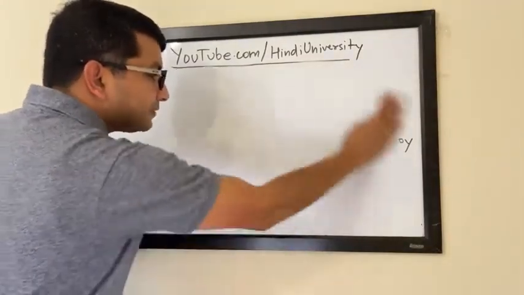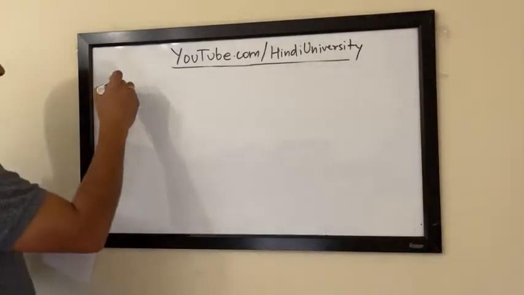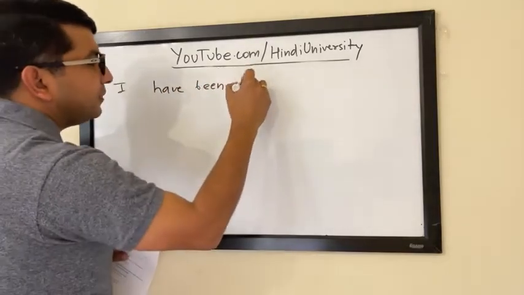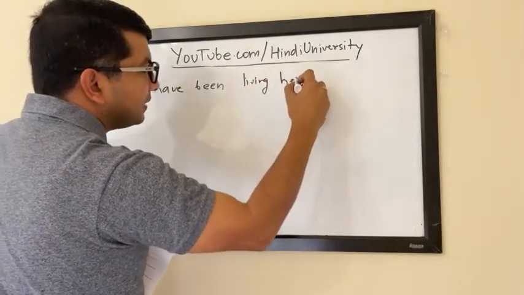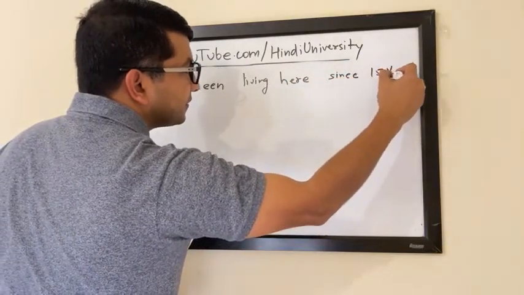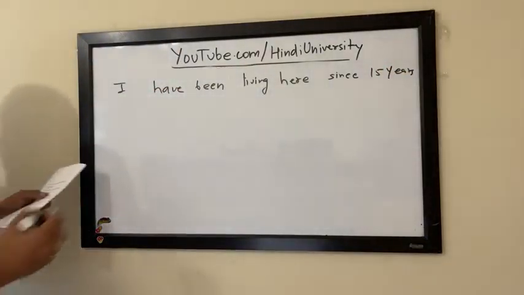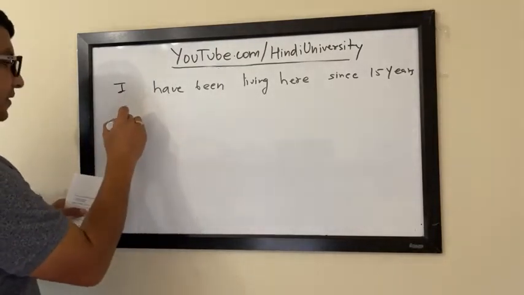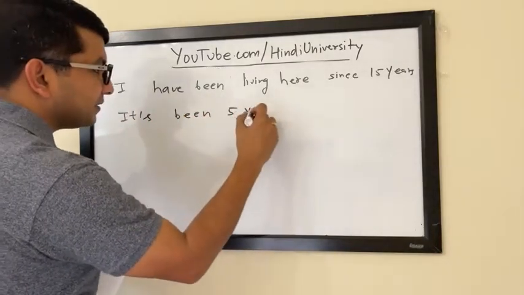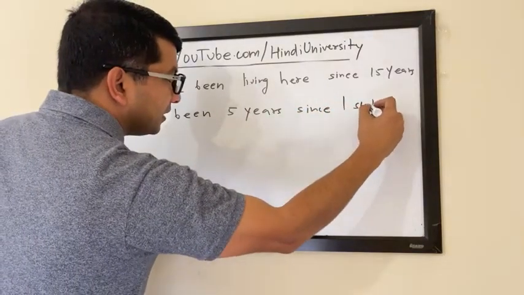So imagine you have sentences like what we covered in the previous class, which is: I have been living here since 15 years. Okay, I've been living here since 15 years. Or it's been 5 years since I spoke Hindi.